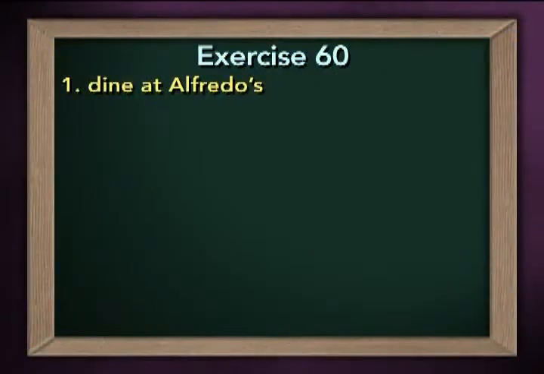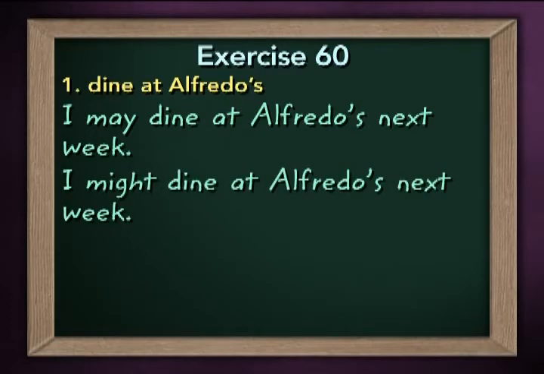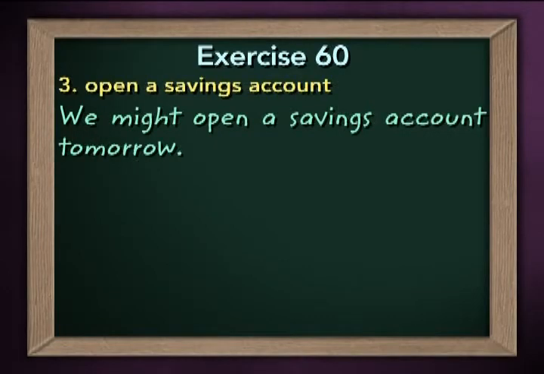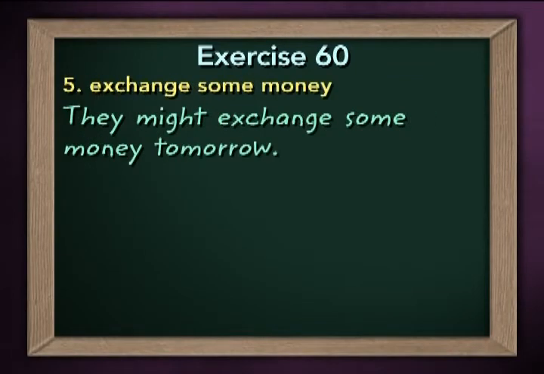Let's review this exercise with may, might, and maybe. You saw the information dine at Alfredo's, and you used the modals or the adverb maybe to construct the sentence. So, I may dine at Alfredo's next week, you wrote, or I might dine at Alfredo's next week. Next one, maybe Louis is going to take a driving examination next month. We might open a savings account tomorrow. She may deliver the mail this afternoon. They might exchange some money tomorrow.